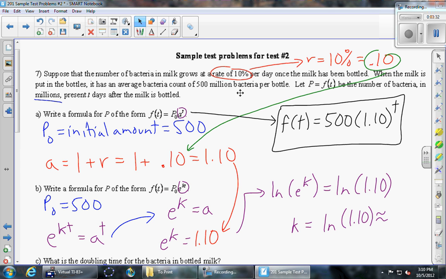And once we've thought about it, hopefully we see that the k we're going to get is going to be a little less than that 10%, because by compounding the growth continuously, some number a little smaller than 10% actually has an effect that's a little bigger than itself. It's going to build up to that 10%.